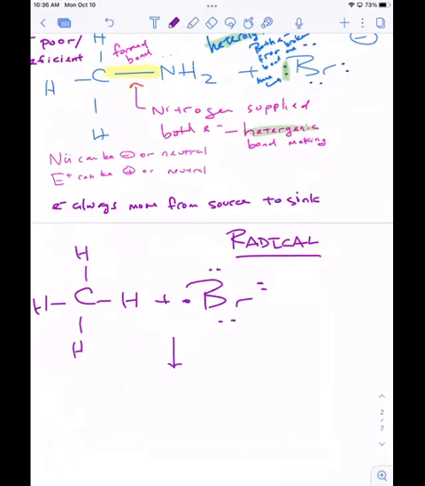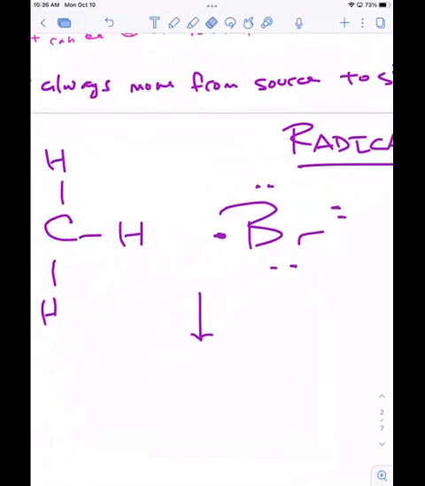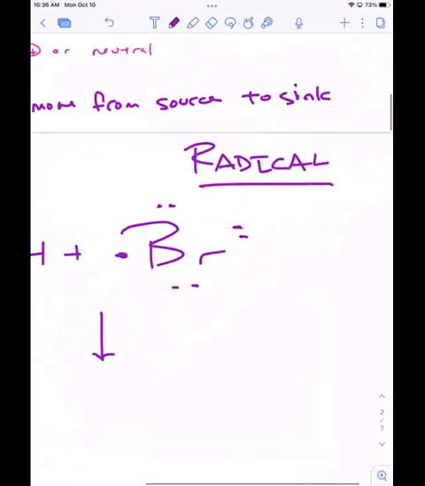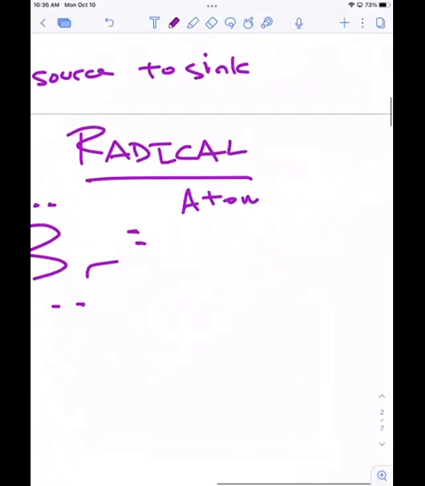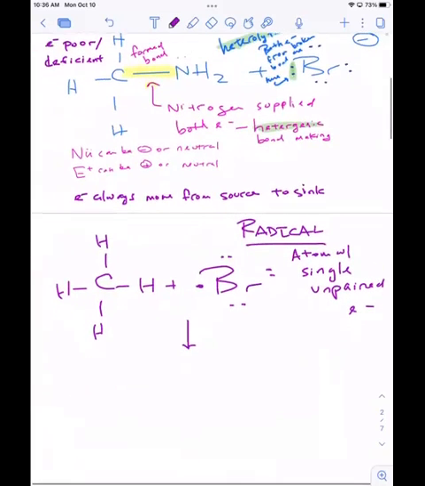A radical is simply an atom that has a single unpaired electron. So if you look at bromine, it's got one electron to give away. It's got a single unpaired electron. That's the definition of a radical. This too is going to end up being a substitution reaction, but it won't be a substitution immediately. But this is a type of substitution that we'll see later.